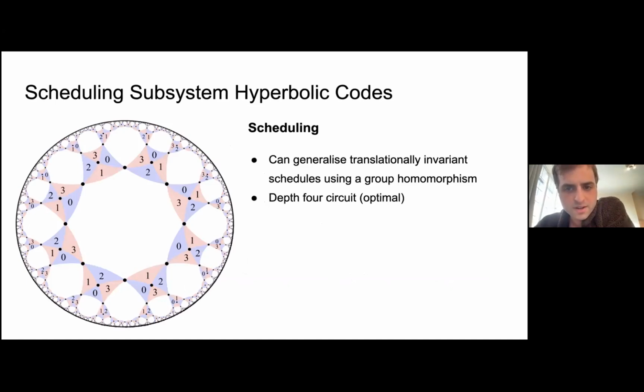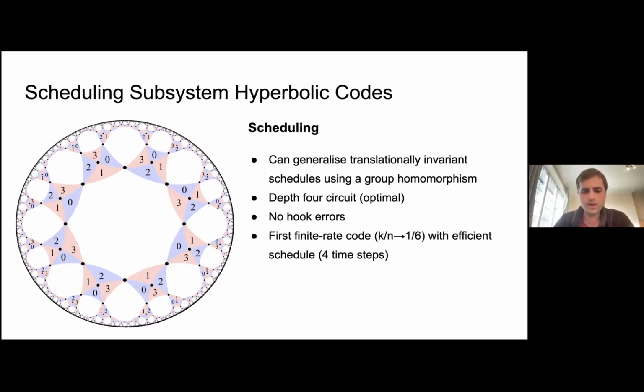Okay. So we can generalize any translationally invariant schedule of the subsystem toric code using this group homomorphism, and that gives us these depth 4 circuits. Another nice feature is that it has no hook errors. So any single circuit fault in your parity check measurement schedule results in at most one data qubit fault in the code. And that's just thanks to the weight 3 checks.